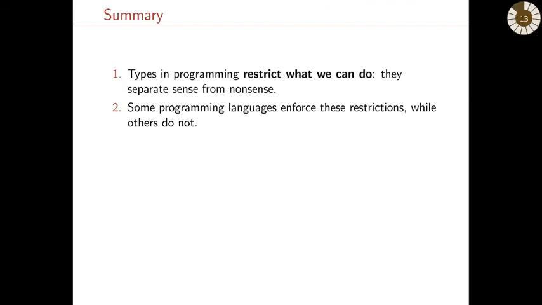So, to summarize what we should learn from this tiny introduction to typing in programming languages, types in programming restrict what we can do. They separate sense from nonsense. So types in programming languages should prevent us from writing nonsensical programs. Some programming languages enforce these restrictions, as we have seen, Python and OCaml and Lean, while others, like the C programming language, do not enforce these restrictions.